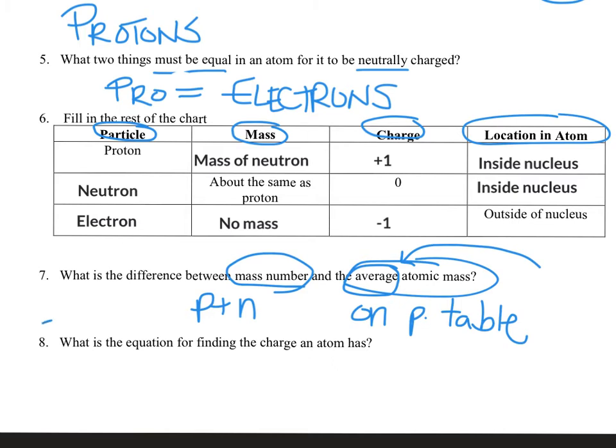Now, for number 8, we've already done this, but a good recap. What is the equation for finding the charge an atom has? Remember, the charge is going to be equal to what? Think about it. It's going to be the protons minus the neutrons. As long as you feel good with that, we should be all good. Charge is going to equal protons minus the neutrons.